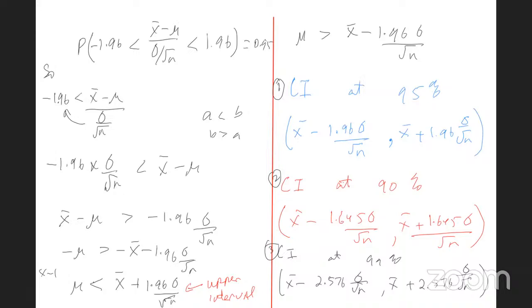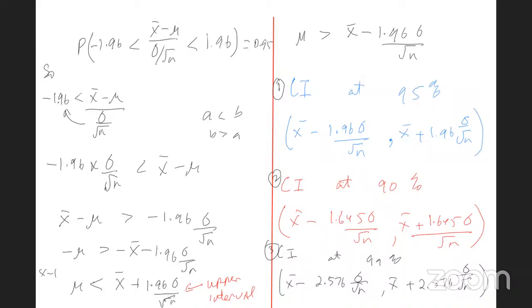So all we have to know now is, what do we do if it's not a normal? Well, if it's not a normal and n is large, we could use the central limit theorem. By the central limit theorem, it still follows a normal.